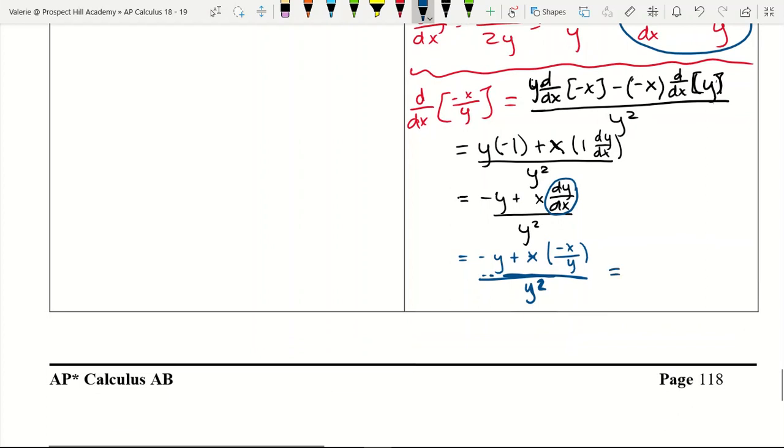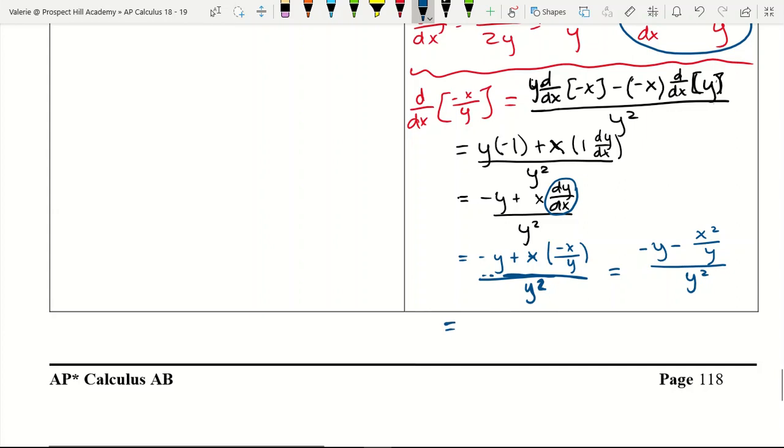Okay, so now comes the simplification part. We're trying to simplify this as much as possible so that we have just one fraction and not a combined fraction. So we have -y minus x squared over y, all over y squared. So here in the numerator, we are going to need to find a common denominator. Then we're going to need to divide by y squared. So the common denominator in the numerator will be y.